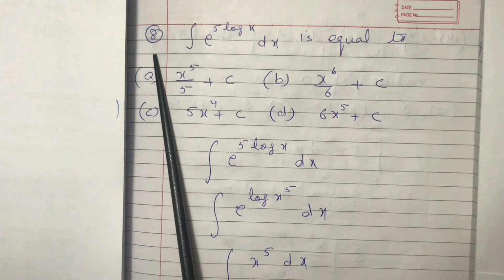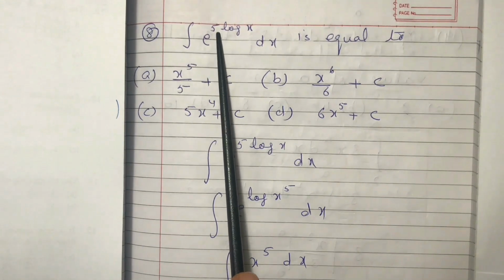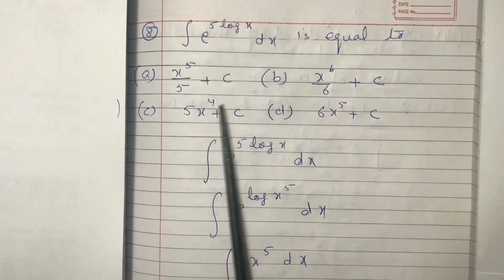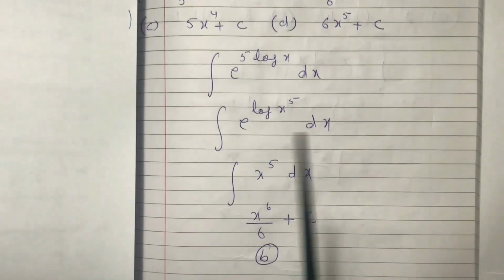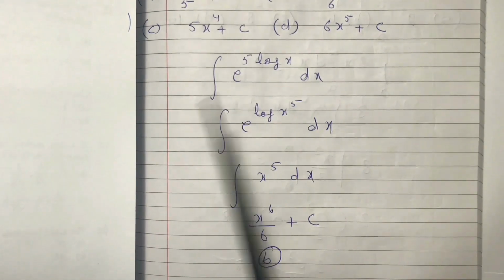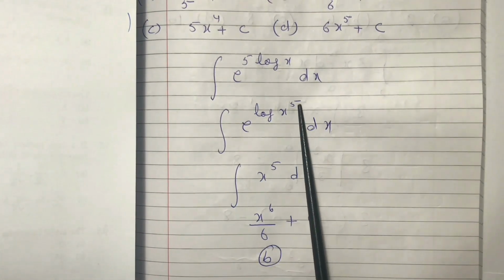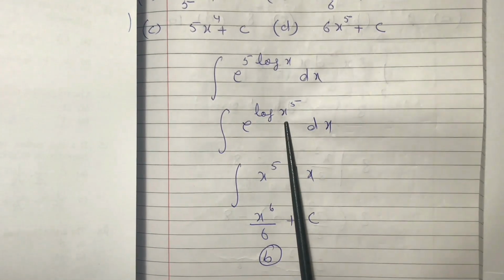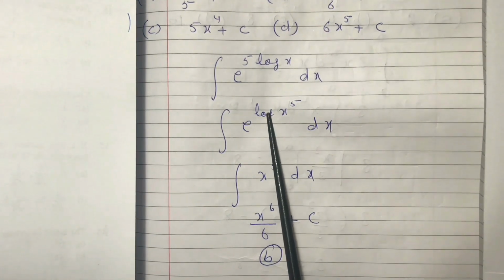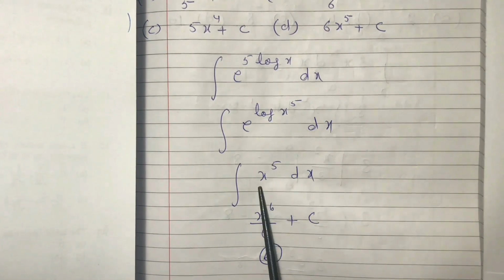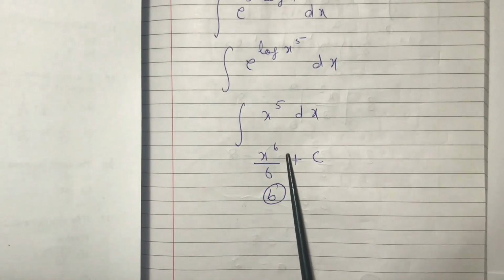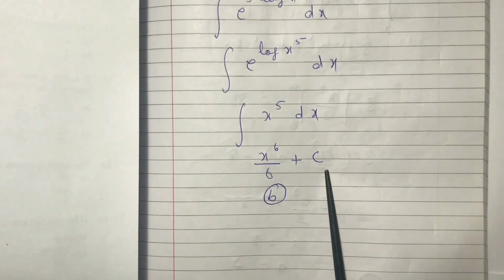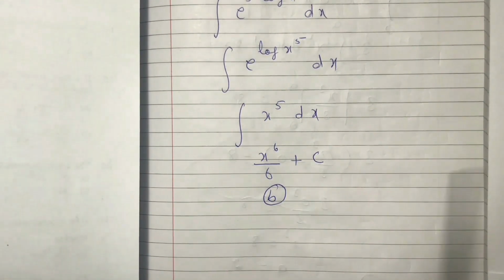Now its eighth question is integrate e raised to power 5 log x dx. There are 4 options and you have to find the correct one. See here, this is equal to e raised to power log x raised to power 5. This can be written like this, and e and log cancel, so you have x raised to power 5, which is equal to x raised to power 6 upon 6 plus c. So B is the answer.